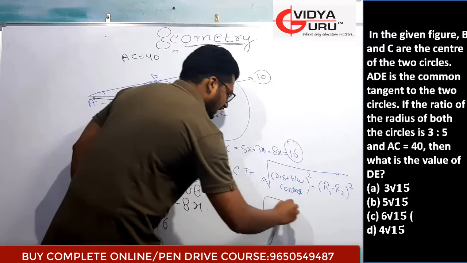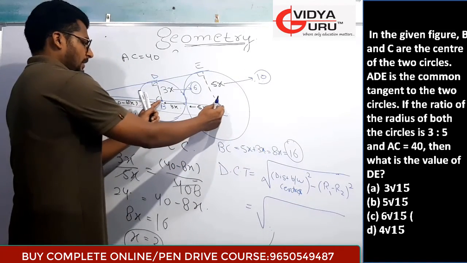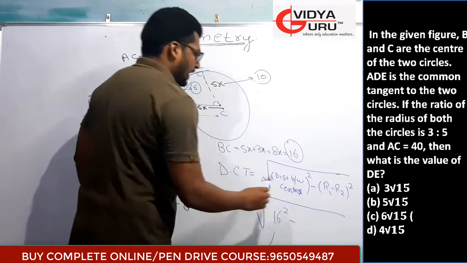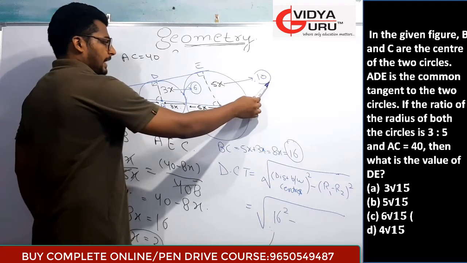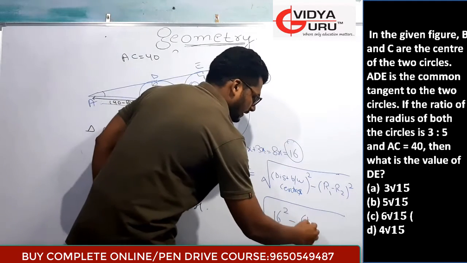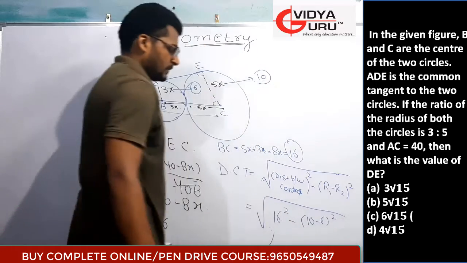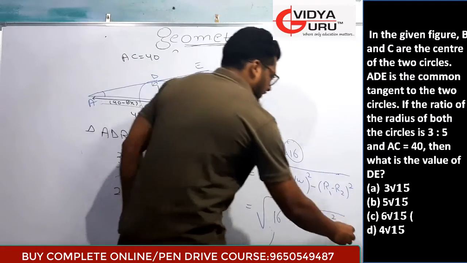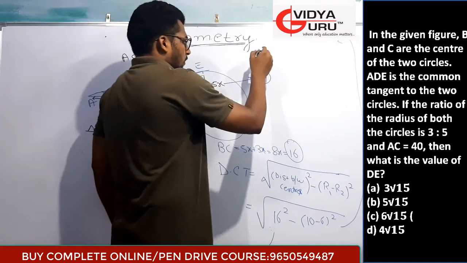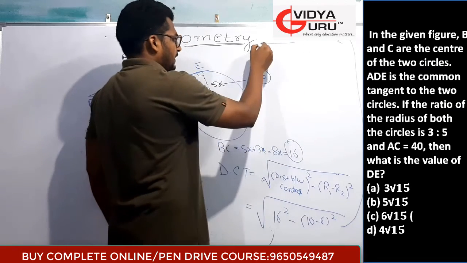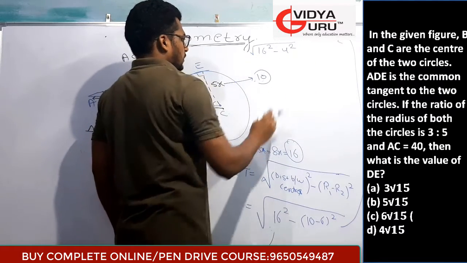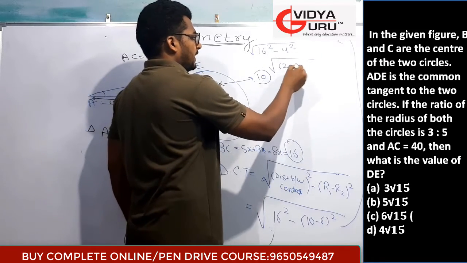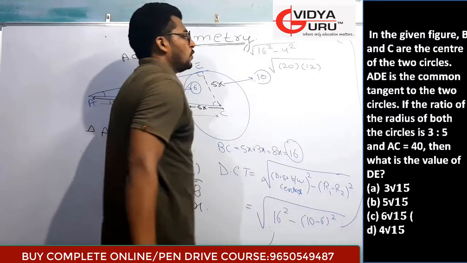What is the distance between the centers? BC is the distance of centers, which is 8x, 16, square. R1 minus R2, that means 10 minus 6, whole square. This will be equal to 4 square. 4 square, I am writing here. 16 square minus 4 square. You can apply a plus b, a minus b: a square minus b square. 16 plus 4 will be 20 and 16 minus 4 will be 12.